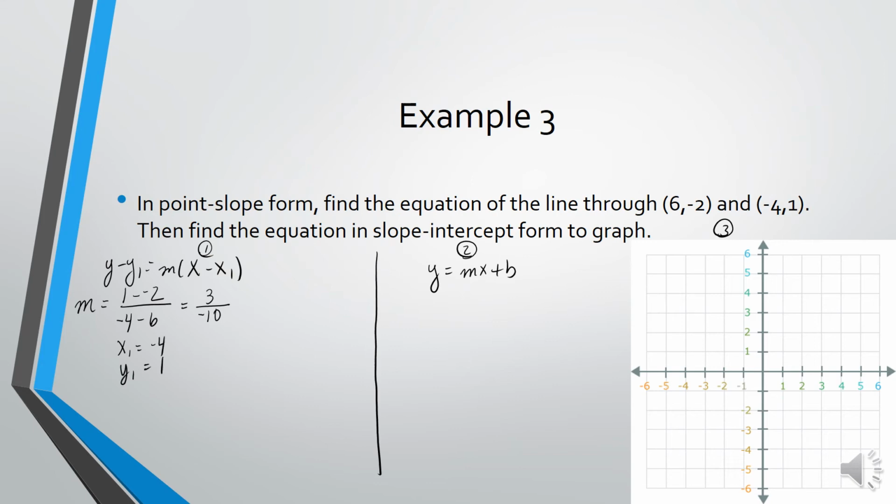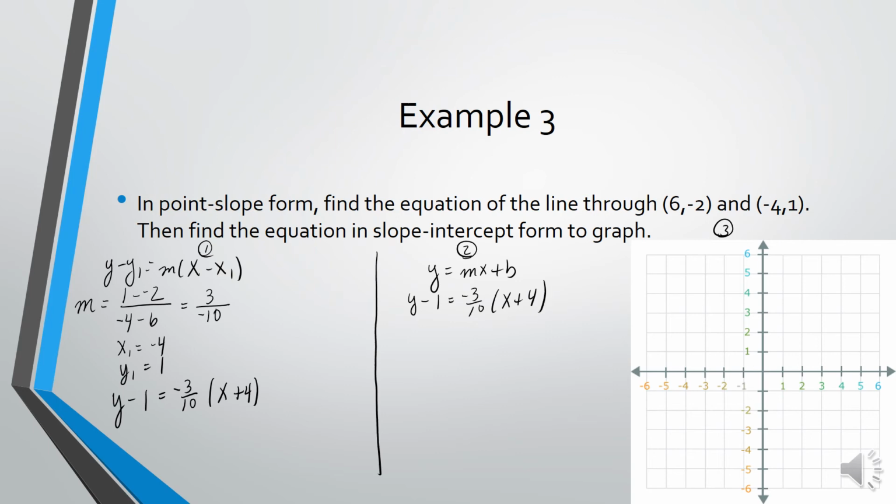So my equation is y minus 1 equals m times x minus -4, so I'll go ahead and write it, that's a +4. Good. Next, we're going to switch this around and make it into slope-intercept form. So our equation right now is y minus 1 equals -3/10 times (x plus 4).